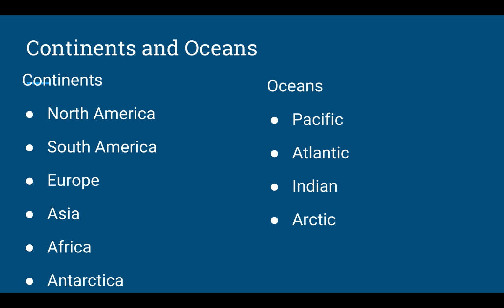Moving on. I am hoping that everyone knows that there are 7 continents in the world. We have North America, South America, Europe, Asia, Africa, and of course Antarctica. And then we only have 4 oceans in the world. Oceans are way different than seas or rivers or lakes. These are major oceans that are in the world, and there's only 4.